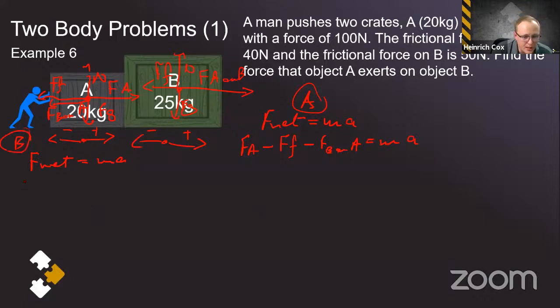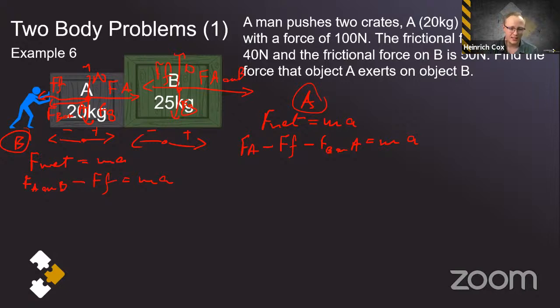Okay, so then for B in the positive direction, you've got F of A on B, right? Minus the force of friction, and that's going to be equal to MA. Okay, so here we're in a situation where we can solve simultaneously, right?